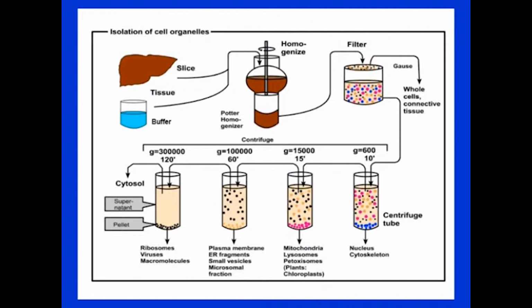Then more time will be taken by plasma membrane, ER fragments, microsomal fractions to sediment, and then finally ribosomes at very high speed, and after a longer period of time ribosomes, viruses, macromolecules will sediment. So, you can see for different constituents of cells you need more time, and also the G force is increased. So, the time required for their sedimentation could be a basis for separation, because they take different times to sediment.